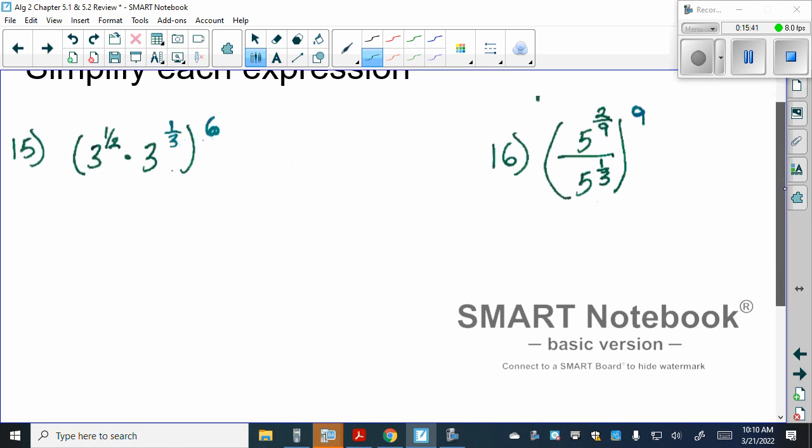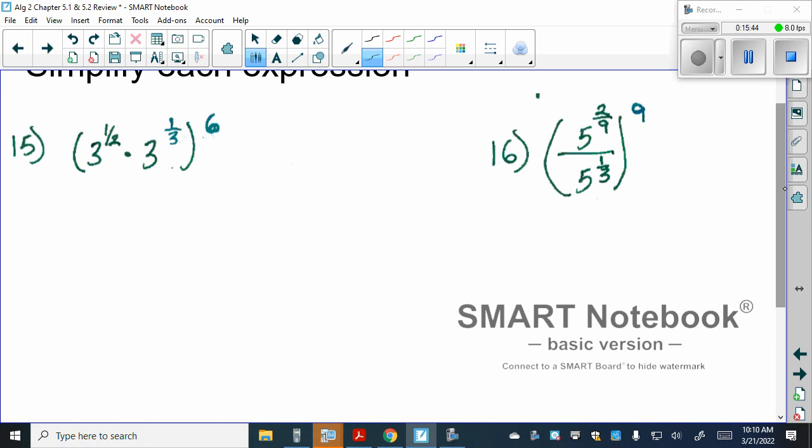Now for most of the rest of these, we're really going to be looking at simplifying these different rational exponents. The first one we have is (3 to the 1/2 times 3 to the 1/3) to the 6th. There are different properties we can use. One of them is multiplying like bases: since I have 3 to the 1/2 times 3 to the 1/3, we can add the exponents together.